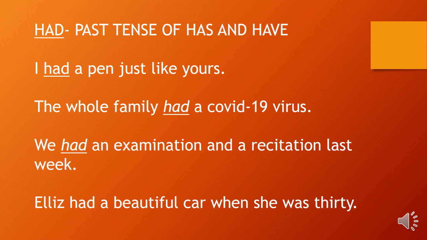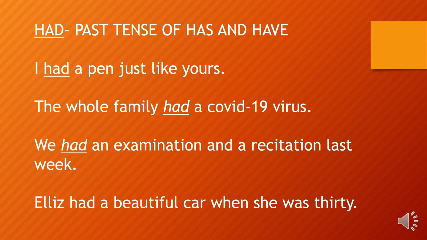So the last thing that I'll be teaching you is the use of had in a sentence. And guys, there will be no more subject-verb agreement rule here because had is the past tense of has and have. So look at the examples. Number one, I had a pen just like yours. So I use had here because I no longer have that pen already because it was lost.